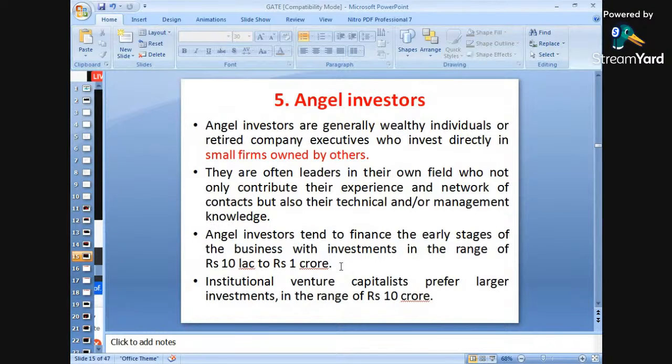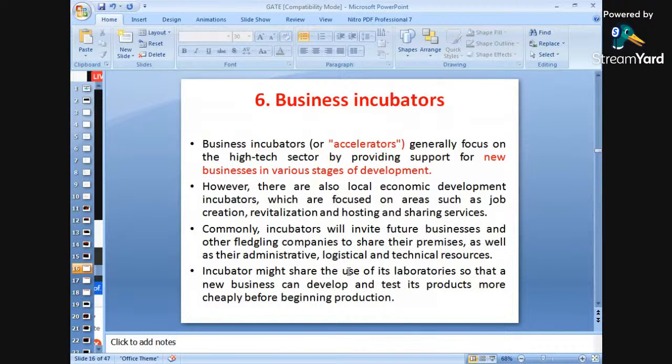Institutional venture capitalists prefer large investments in the range of 10 crores. That means institutional venture capitalists are also there. They can invest a large amount of money, up to the extent of 10 crores. Next are the business incubators.